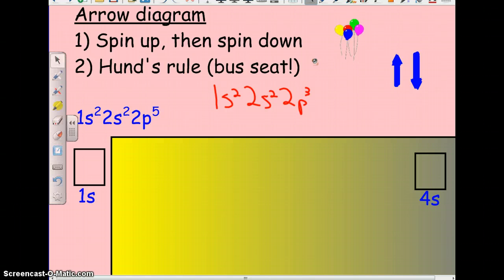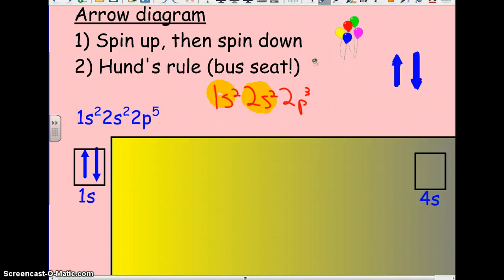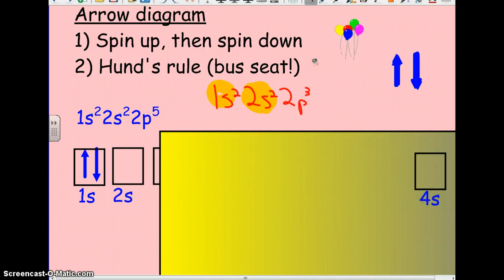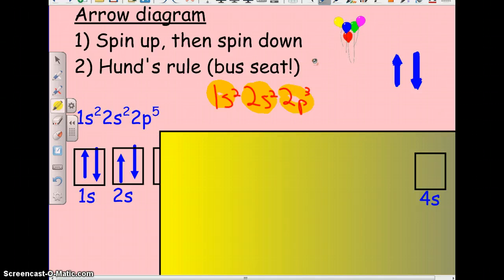So here I have the 1s2. Since it's an S, it gets 1 box, and there are 2 electrons to show. The first one, the arrow's going to go spin up. Second one, arrow goes spin down. Next thing I am going to do is show these electrons here. I need 2 more. Since it is an S, it only gets 1 box, and I label it 2s, 2 electrons. The first one goes spin up, the second one goes spin down. Now I have 4 shown. I need to get to 7, so I still need to show these 3 from 2p3.